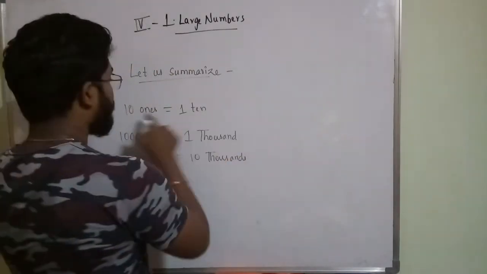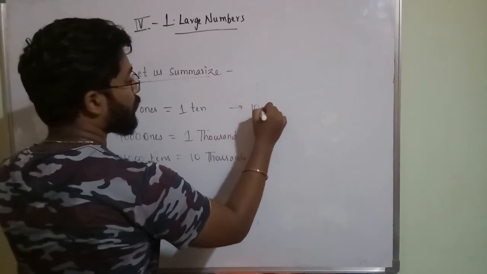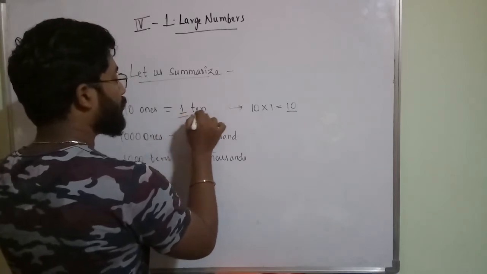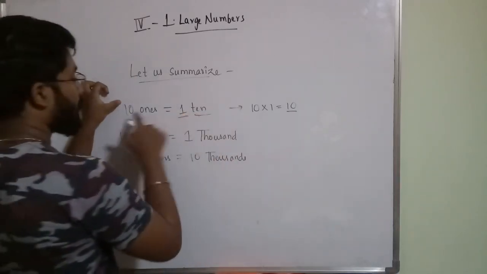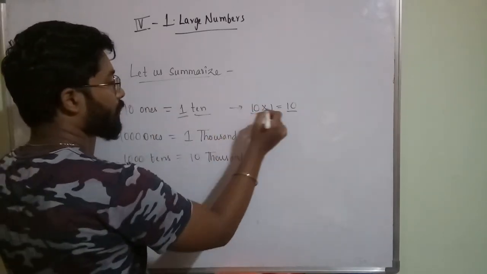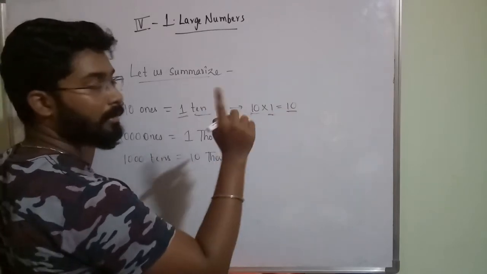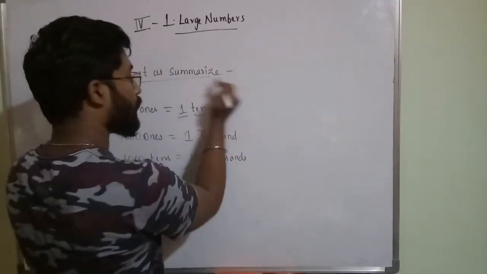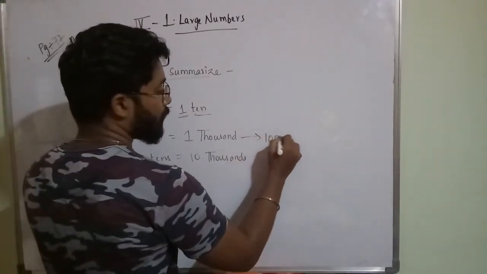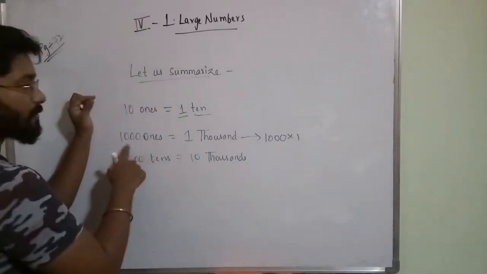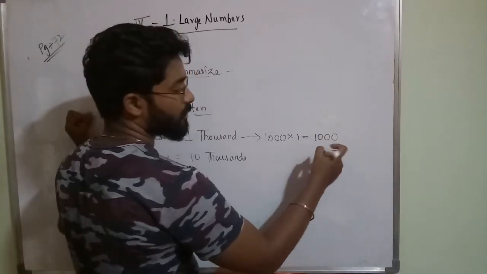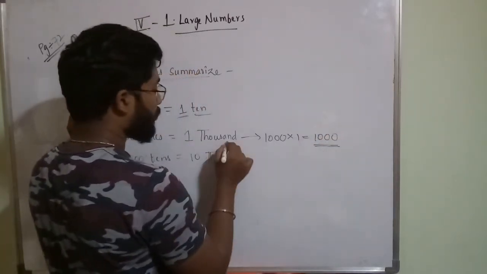10 ones means 10 into 1 equal to 10. How many 10 did you get? Only one, no? So you got 110. This is completed, no? 10 number of ones, 10 into 1. Value of 1 is 1 only, no? 10 into 1, you will get how many tens? 1, 10 you will get. Completed, no? Next one, 1000 ones. 1000 ones means 1000 into 1. How much? 1000 ones are 1000. How many thousands did you get? Only one, no? So this is 1000.